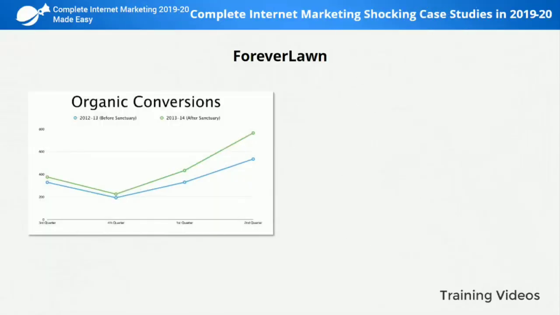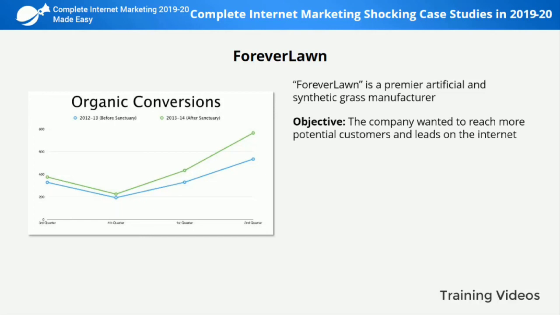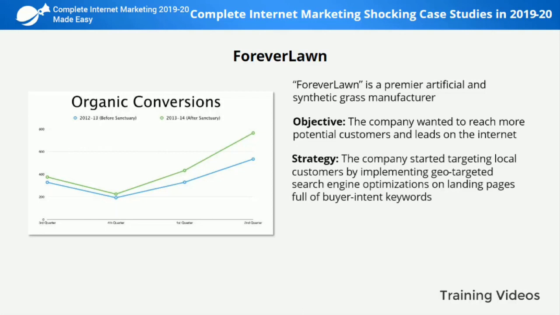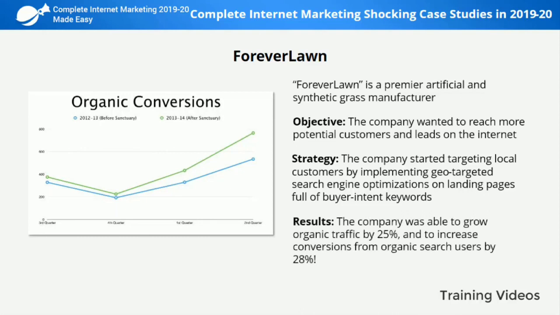Forever Lawn. Forever Lawn is a premier artificial and synthetic grass manufacturer. Objective. The company wanted to reach more potential customers and leads on the internet. Strategy. The company started targeting local customers by implementing geo-targeted search engine optimizations on landing pages full of buyer intent keywords. Results? The company was able to grow organic traffic by 25% and to increase conversions from organic search users by 28%.